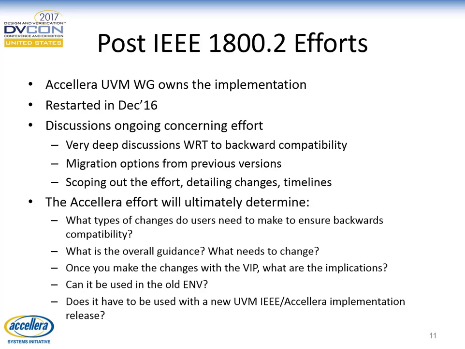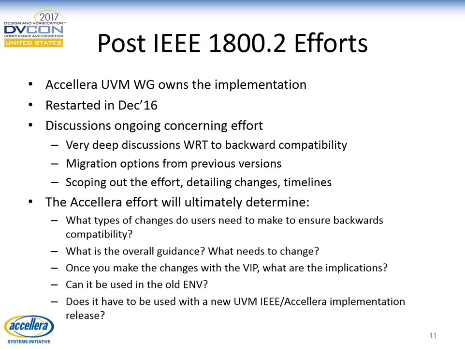Well, all of these deep dive discussions were happening at the first part of this year. And so the Accellera effort, as is outlined here, will ultimately determine what types of changes do you, the end user, need to make to ensure backward compatibility? What is the overall guidance? What does need to change? Once you make the changes with the IP, what are the implications for you? Can you use this in the old environment? And does it have to be used with a new UVM IEEE accept, right?